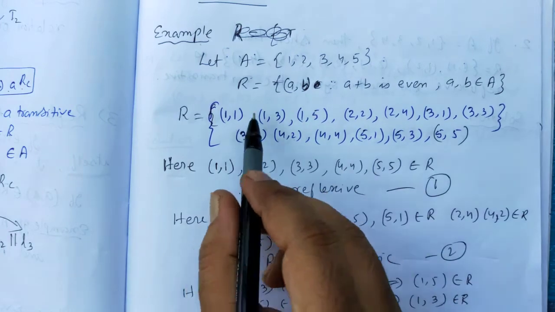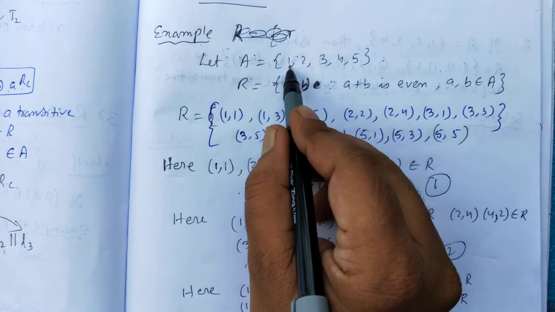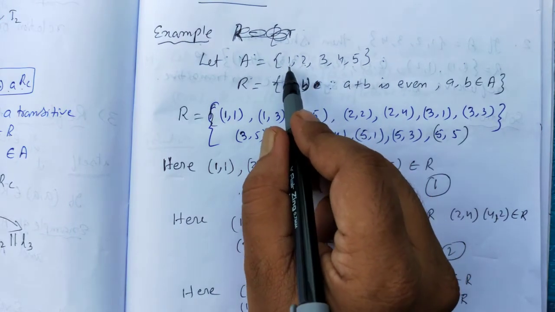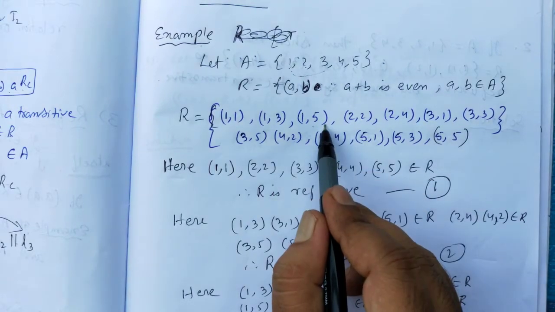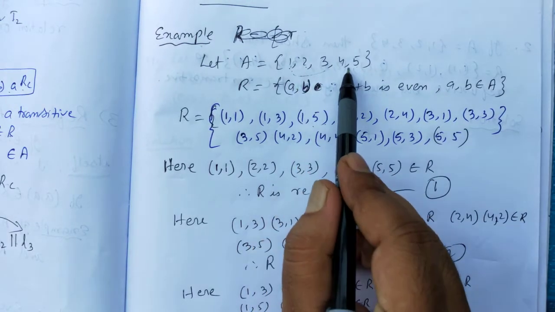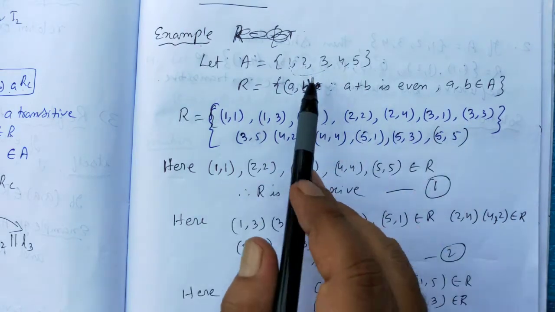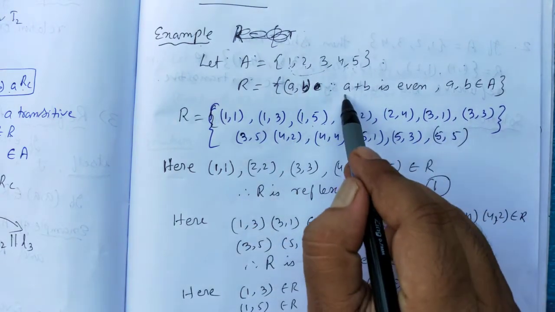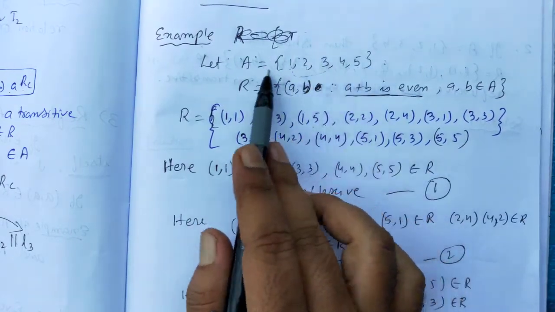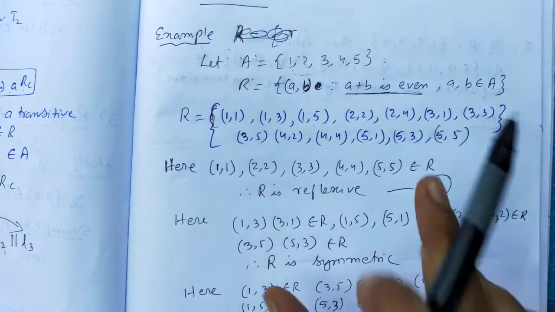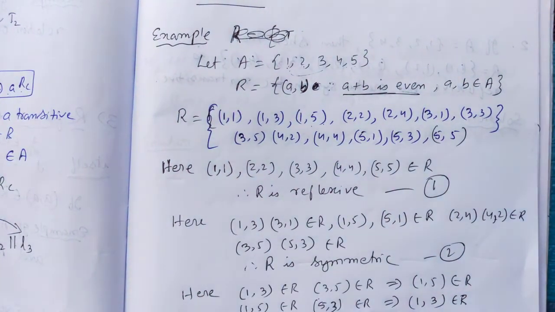So I've made it. If I add 1 and 1, it is even. If I add 2 and 2, it is even. If I add 1 and 3, it is even. If I add 1 and 5, it is even. Clear? If I add 2 and 4, it is even. So I find out all the possible pairs where a plus b is even. If I add any two numbers from here, it is even. I've written everything. Okay.